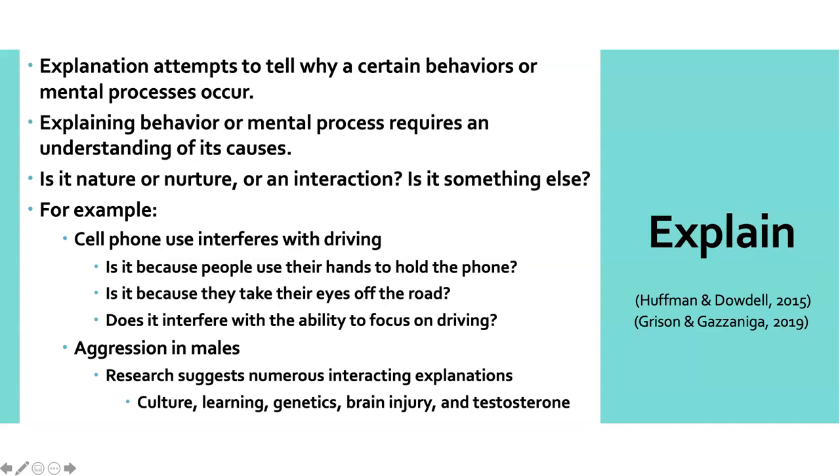And regarding our example of aggression in males, there is research that suggests that there are numerous interacting explanations for aggression. These include things such as culture, learning, genetics, a brain injury, and testosterone. In order to explain behavior, psychologists must conduct studies and experiments to ensure that the behavior in question is not an anomaly.